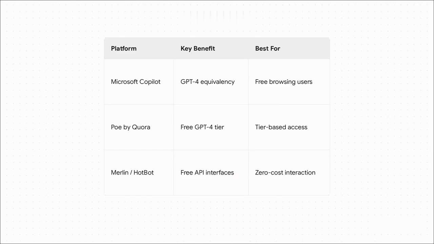But what happens if you hit that daily limit? Don't even sweat it. You've got a whole squad of free alternatives ready to go. Microsoft's Copilot is amazing for research and browsing the web. Poe gives you access to a bunch of different models. And then you've got tools like Merlin that can plug you right into the API. Having these in your back pocket basically makes your workflow unstoppable.